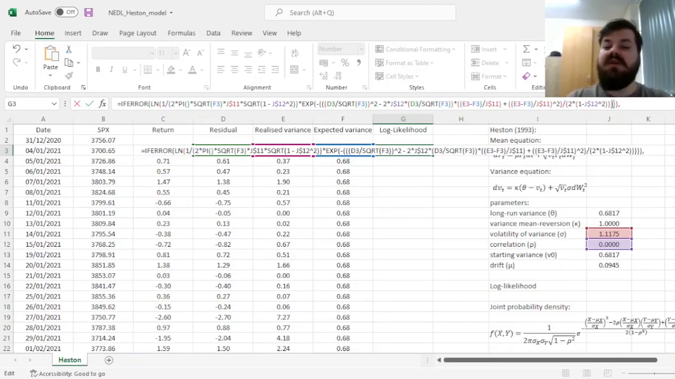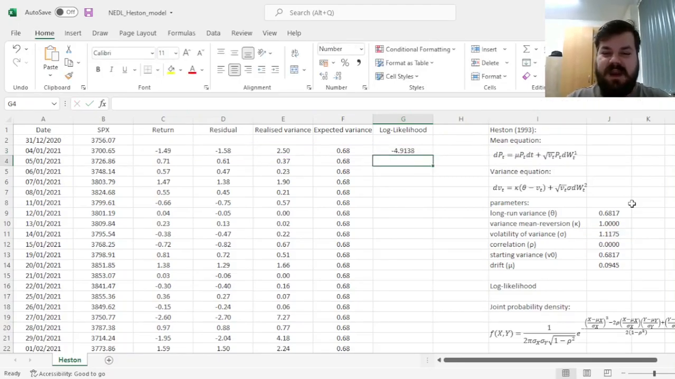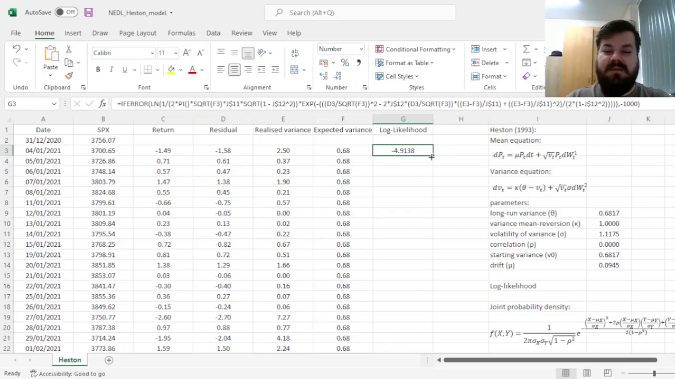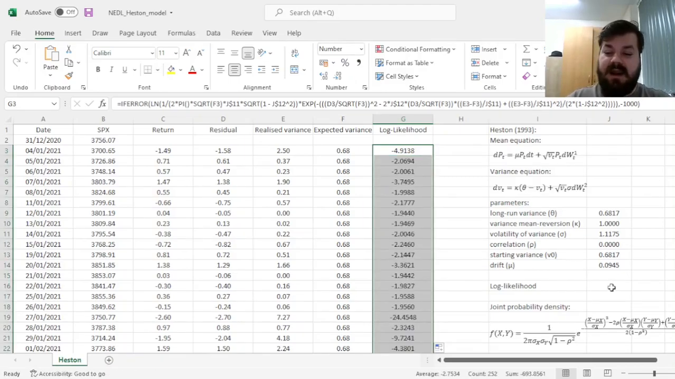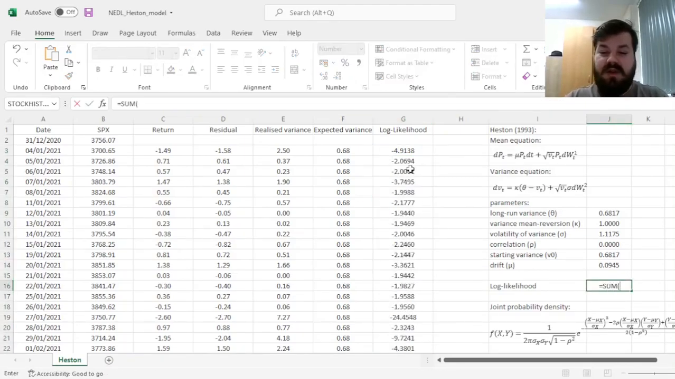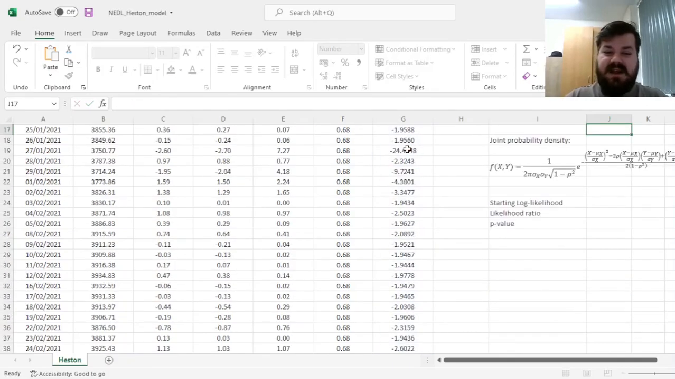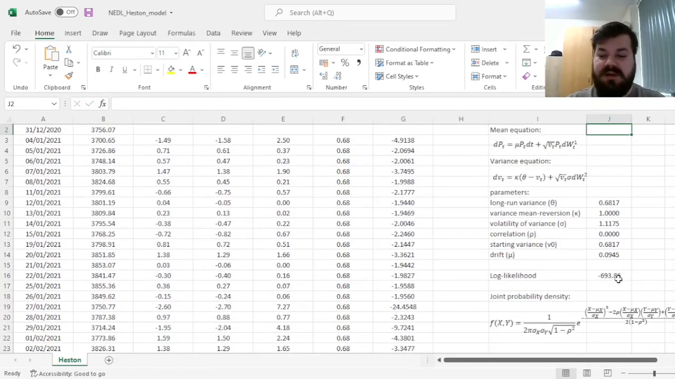and then introduce our if error condition, which would be minus 1,000 or some other large negative number in case we encounter an error in our specification. And then we can drag it all the way down and calculate the sum of individual log likelihoods for our baseline specification, which returns minus 694.